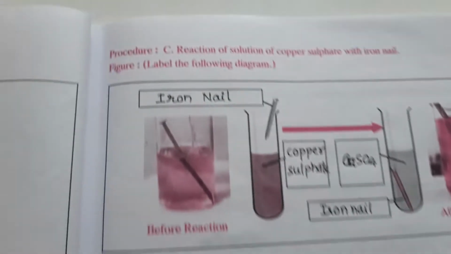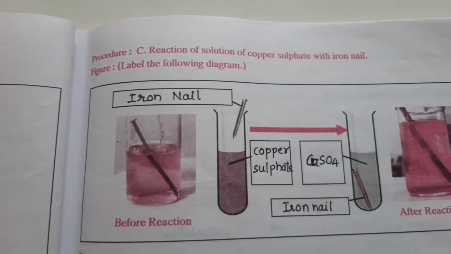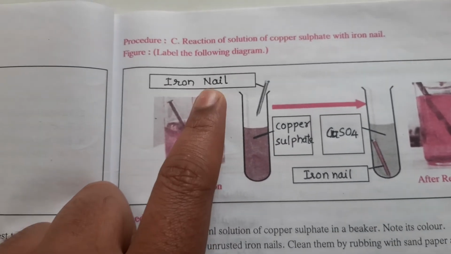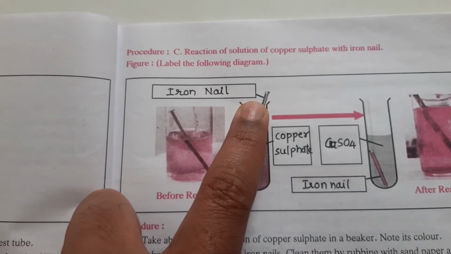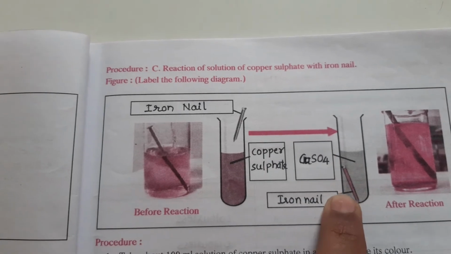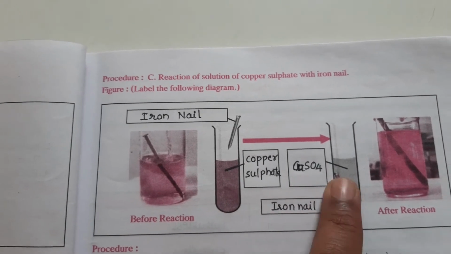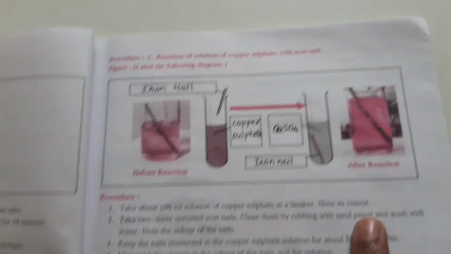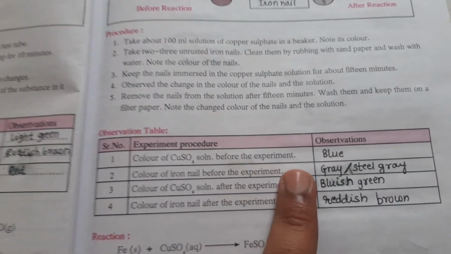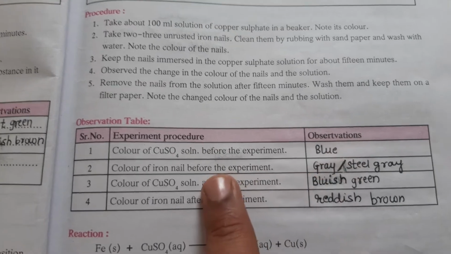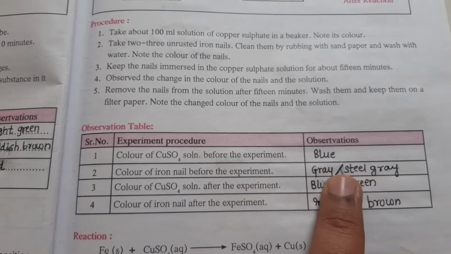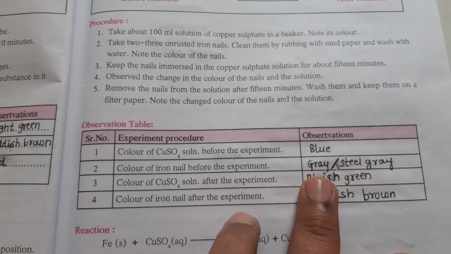Now the third reaction is the reaction of copper sulfate solution with an iron nail. Here you have to label the iron nail and the CuSO4 solution. This is after the reaction, this is before the reaction, and these are the observations. The color of the copper sulfate solution before the experiment is blue. The color of the iron nail before the experiment is steel gray.